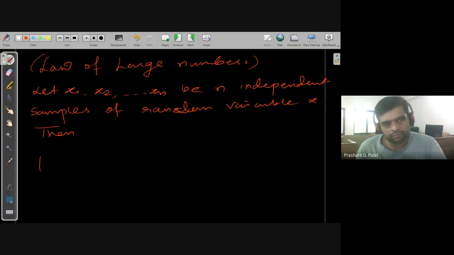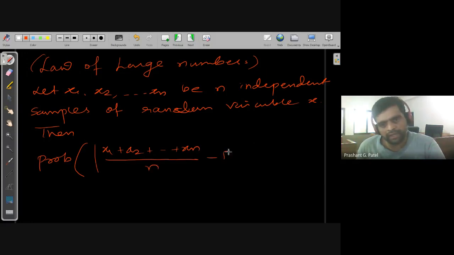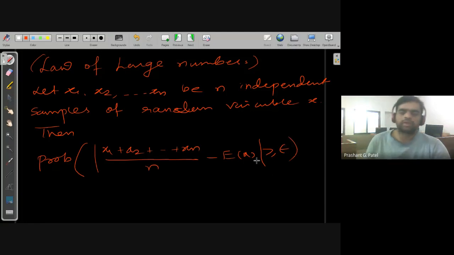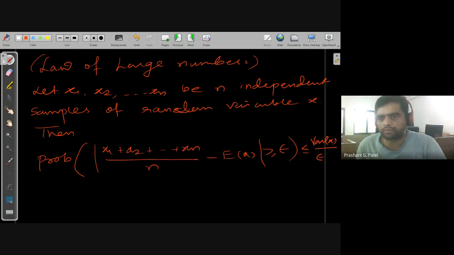Then the probability of |(x1 + x2 + ... + xn)/n − expected value of x| greater than or equal to epsilon is less than or equal to variance of x upon epsilon square into n. So this is our objective to prove. We'll use the Chebyshev inequality first to do this.